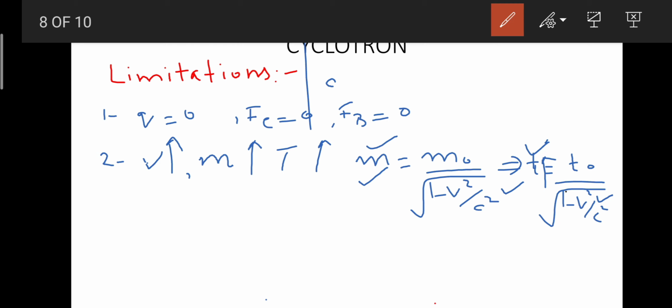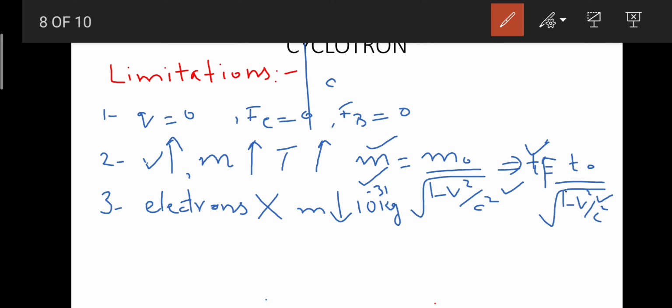Right? Now the third limitation is that it is not applicable on electrons. So we cannot introduce electrons in the cyclotron. Why? Because the mass of an electron is very, very less as compared to the positive particles, that is, a proton or any hydrogen ion or the helium ion and so on. Electrons have a very small mass, of the order of 10 to the power minus 31. So in this case, what is going to happen?